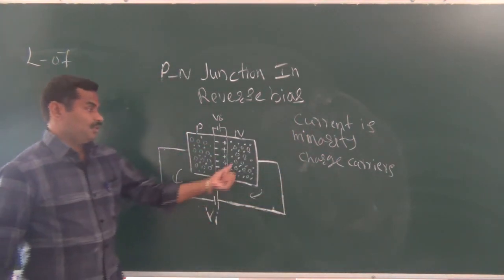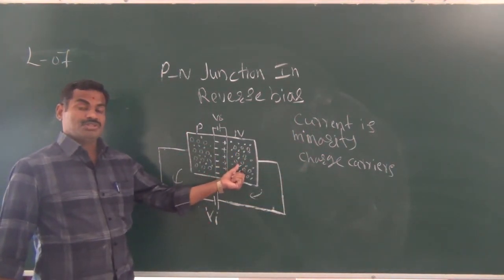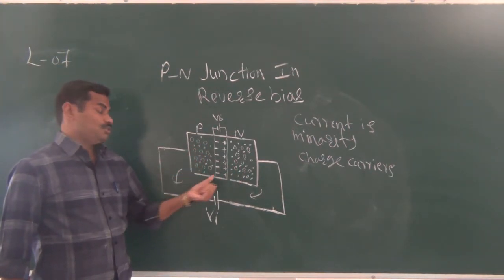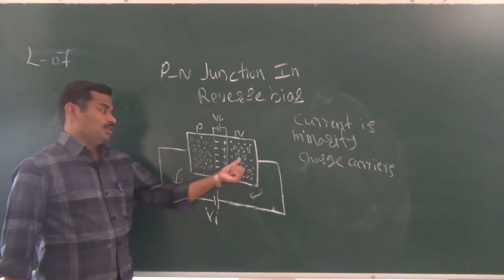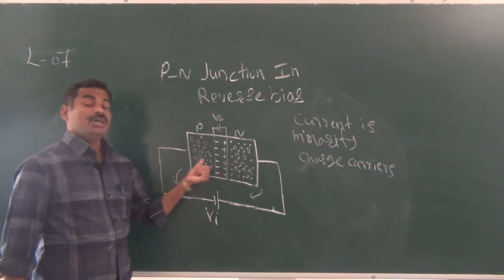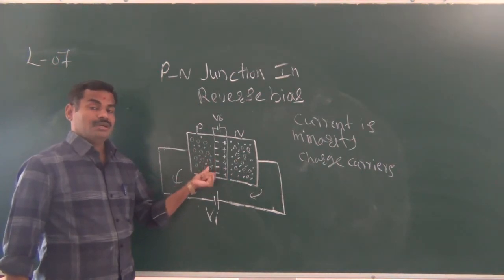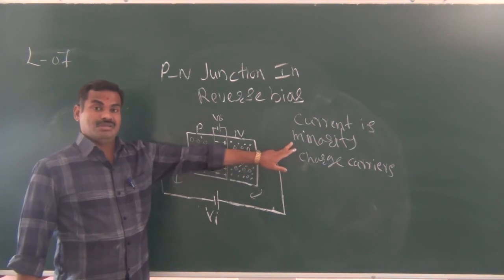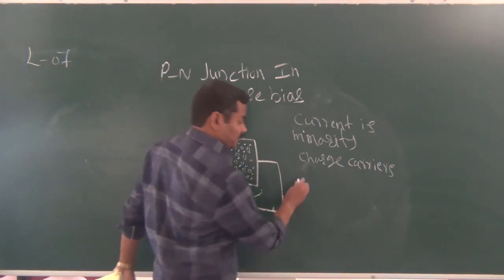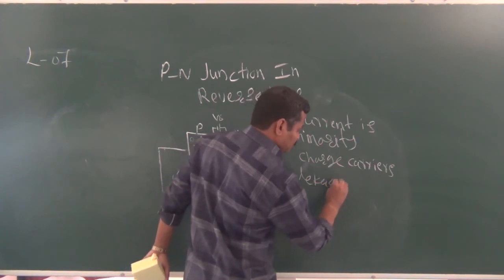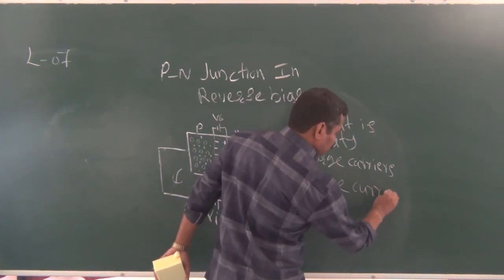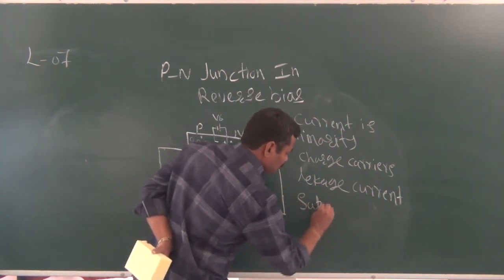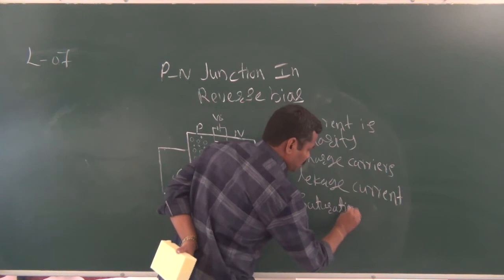As we know, in the N-type semiconductor the holes are minority carriers, and in the P-type semiconductor the electrons are minority carriers. The holes in the N-type and the electrons in the P-type are moving, and they will give the current. That current is nothing but the minority carrier current. That is also called leakage current. That is also called saturation current.